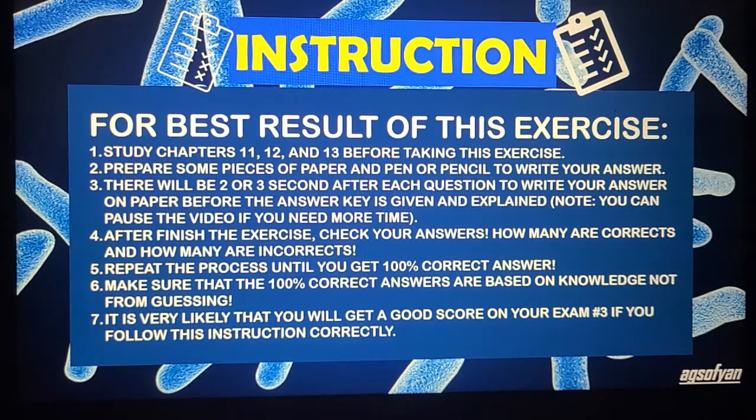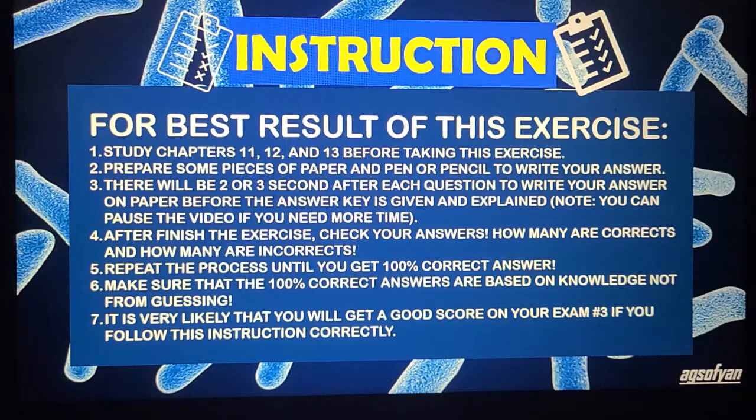Fourth, after finish the exercise, check your answers. How many are correct and how many are incorrect. Fifth, repeat the process until you get 100% correct answer. Sixth, make sure that the 100% correct answers are based on your knowledge, not from guessing. 7. It is very likely that you will get a very good score on your exam 3 if you follow this instruction correctly.